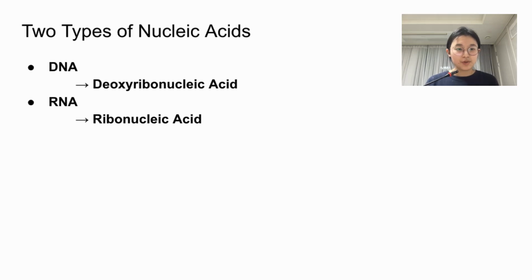In terms of nucleic acids, there are mainly two types that we have to know. First is DNA, also known as deoxyribonucleic acid, and second is RNA, known as ribonucleic acid. Now, DNA is primarily responsible for long-term storage of genetic information, and it's a very stable molecule, especially in comparison with RNA, which is a very versatile and volatile molecule.